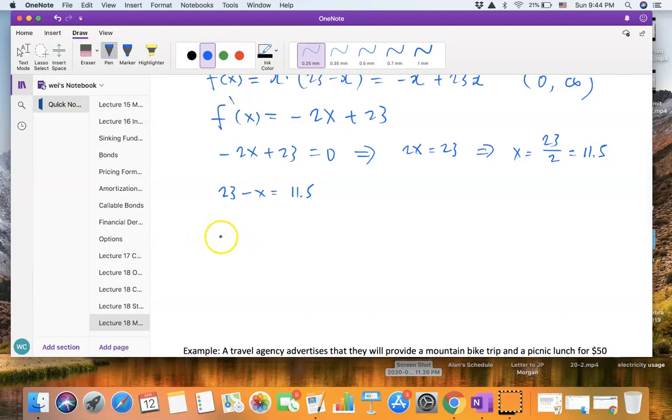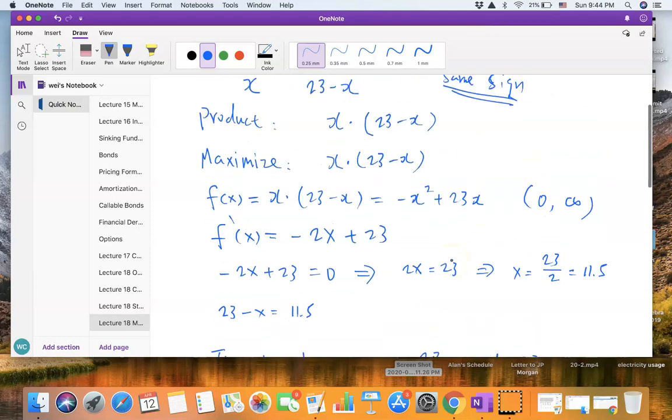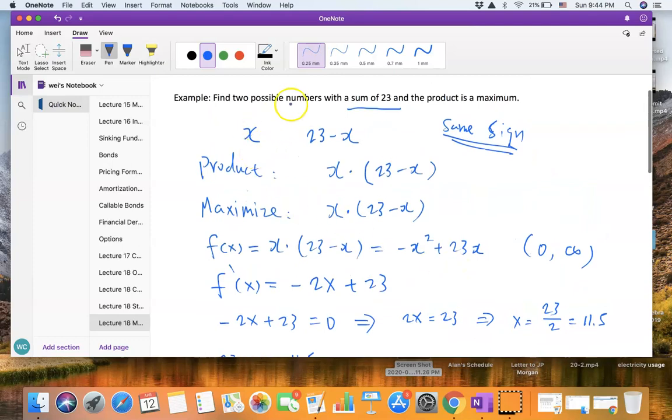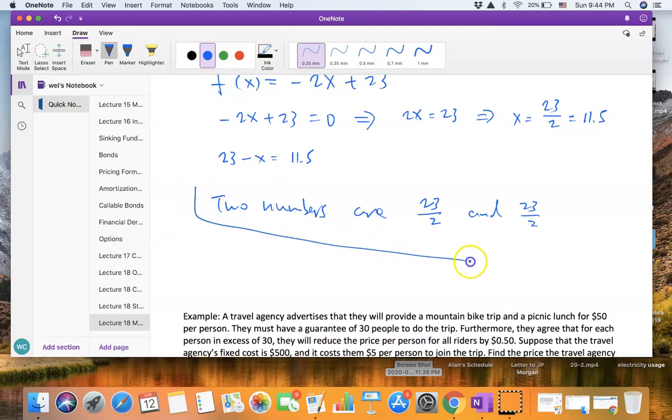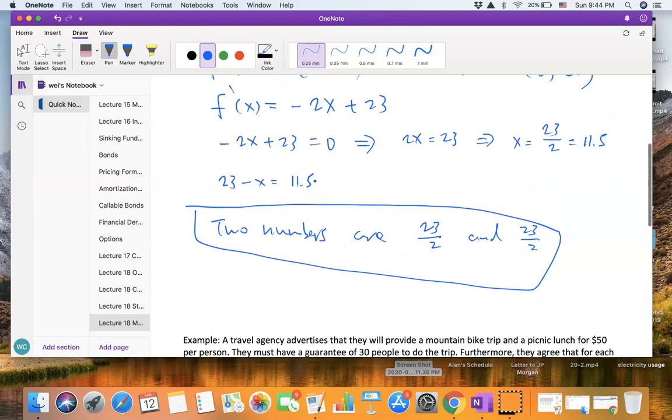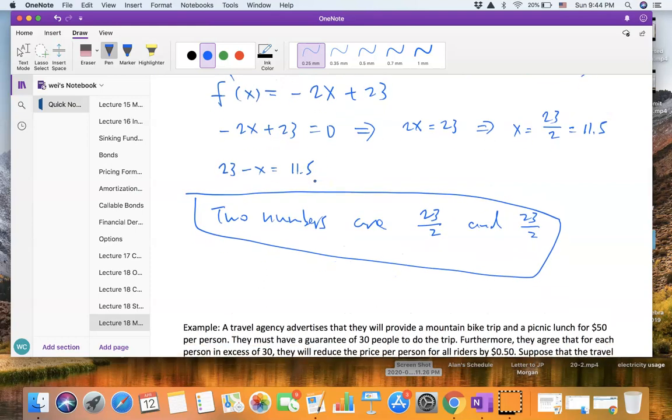So these two numbers are 23 over 2 and 23 over 2. So in other words, when these two numbers are the same number, their product is a maximum.